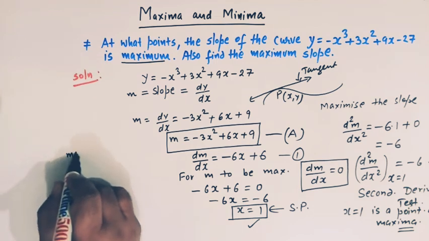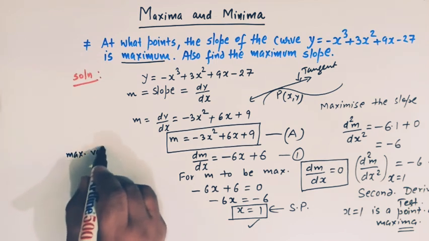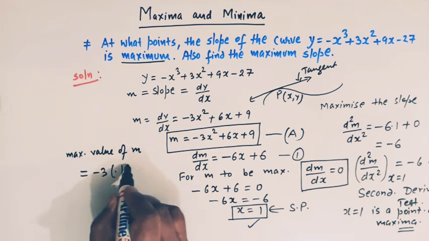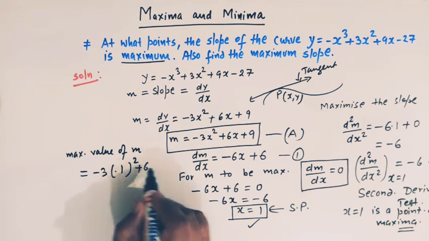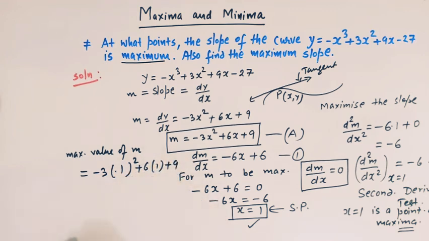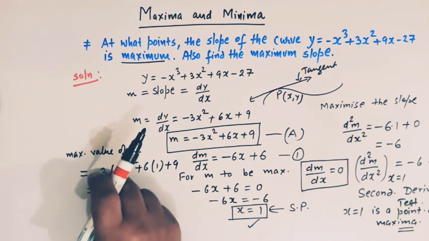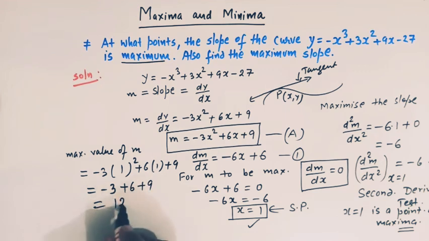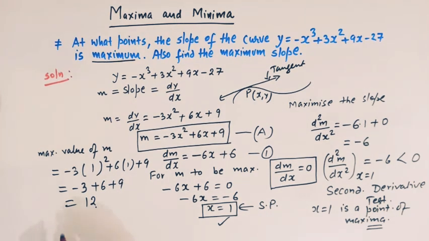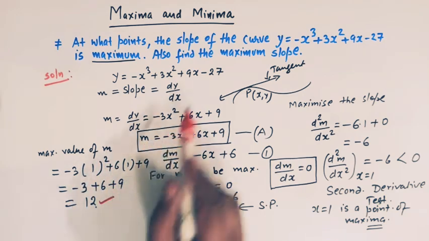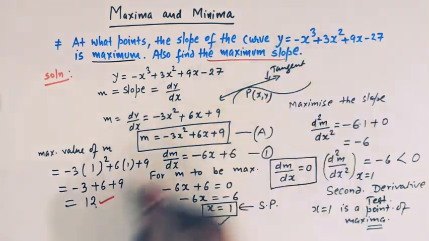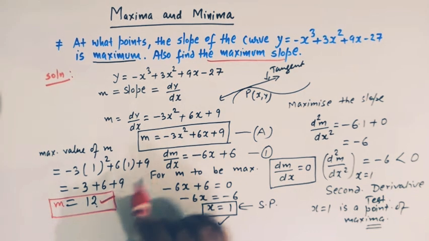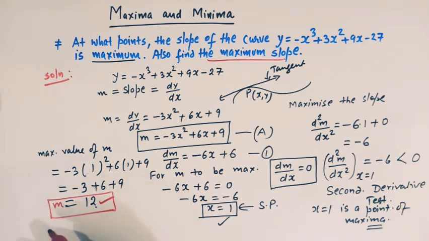So the maximum value of m is equal to -3 times 1 square plus 6 times 1 plus 9. So this is -3 plus 6 plus 9, and it is 12, right? So therefore the maximum value of the slope is given by m equal to 12, and we have to find the point at which this maximum value of the slope occurs.